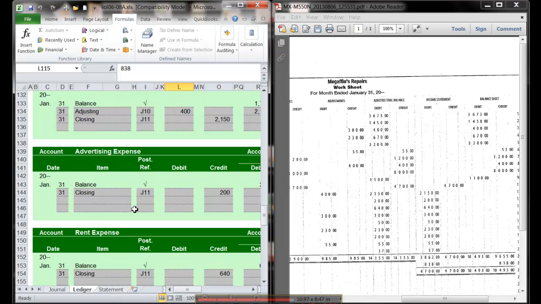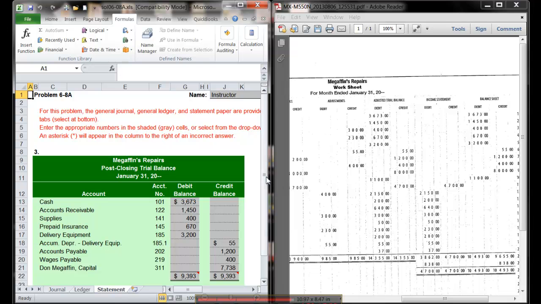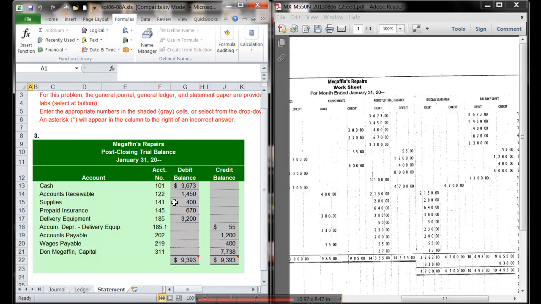And then when that's all said and done, I'm going to go to my post-closing trial balance, and only my permanent accounts will have balances left based on what's in my ledger, and I'll put those amounts in here, and then I will balance.